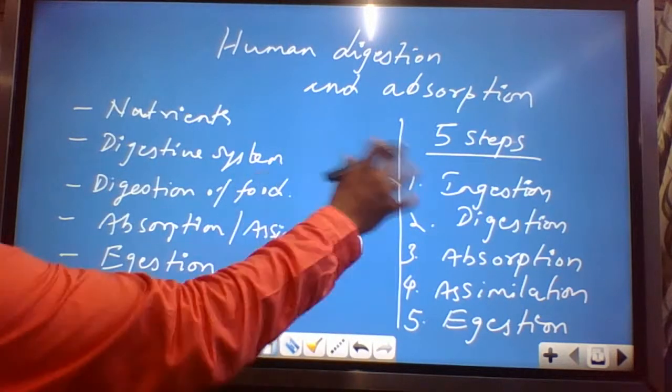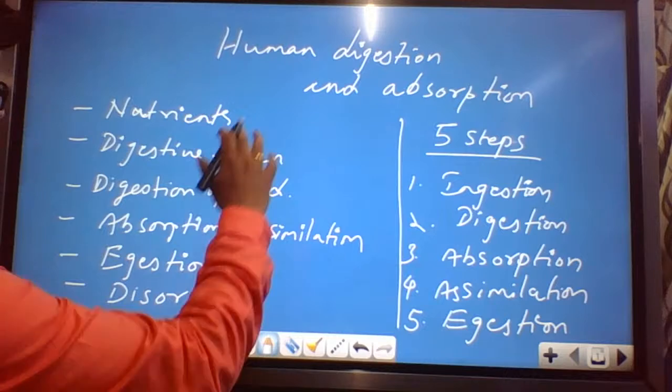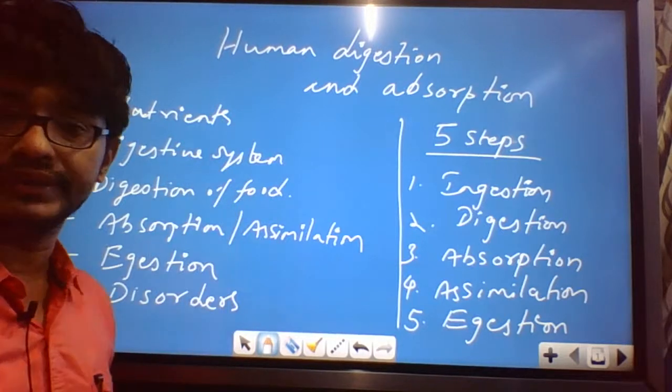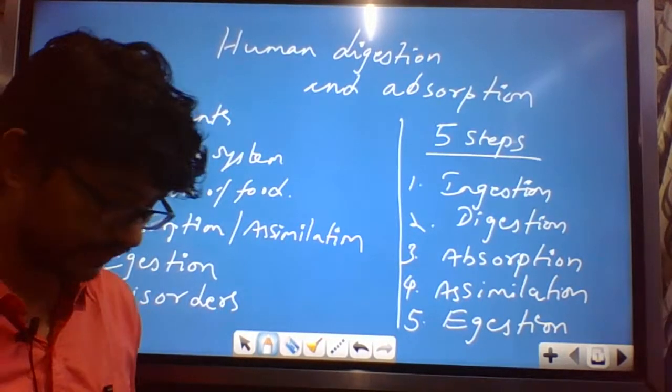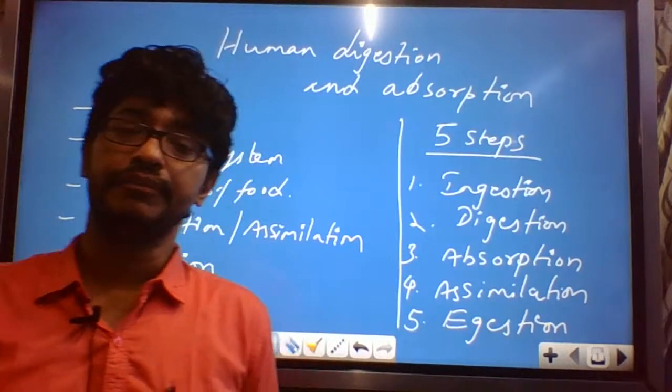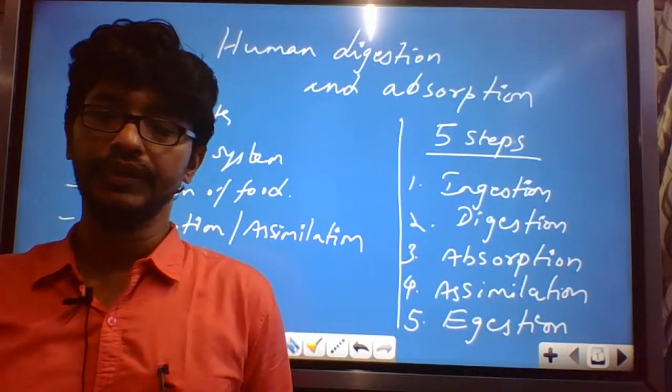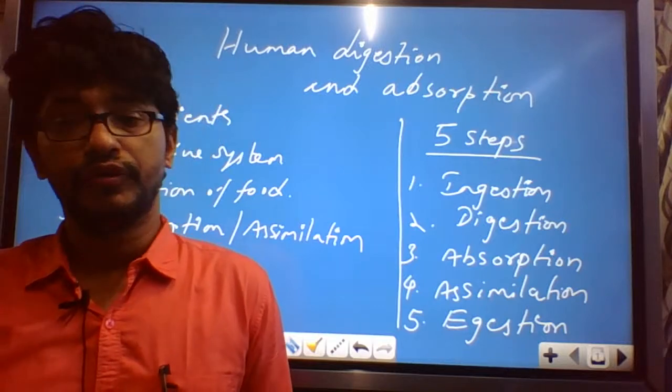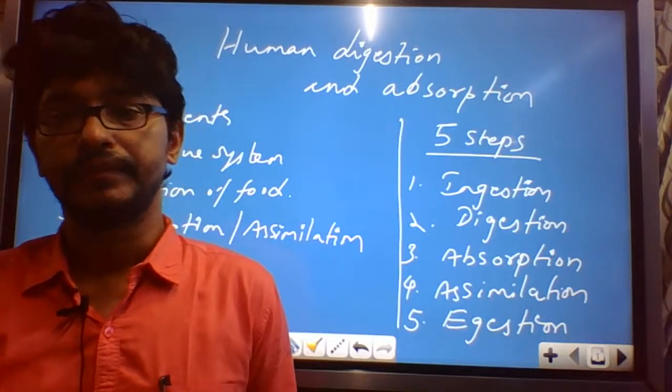Before going to all the processes and the digestive system, first let's start with the nutrients. Why are we talking about nutrients? Because the food we take supplies all the essential nutrients for the body. So what are the kinds of nutrients that we're going to talk about?